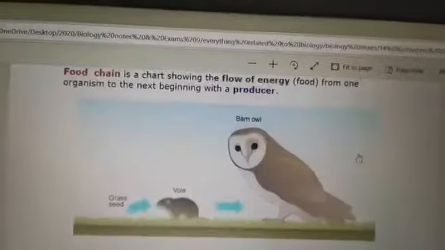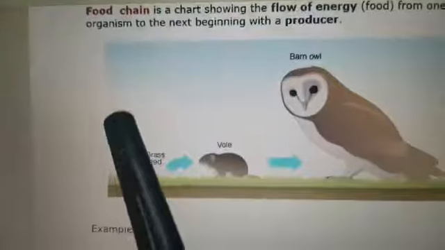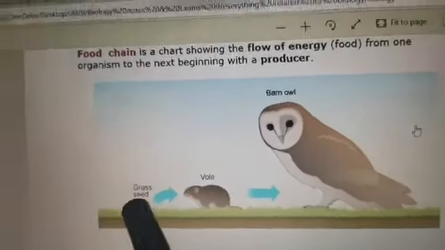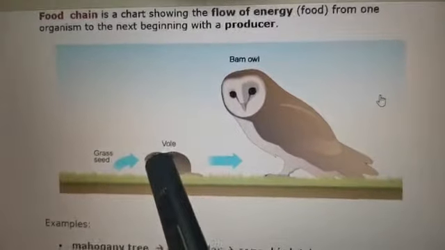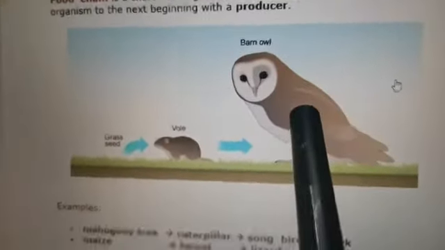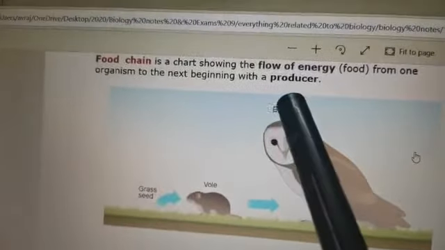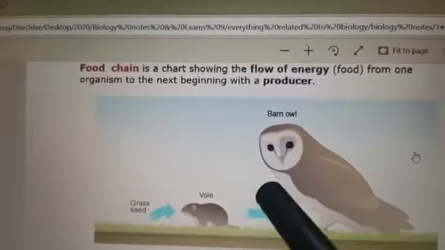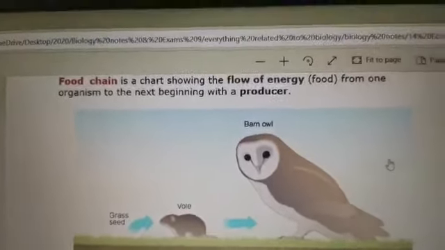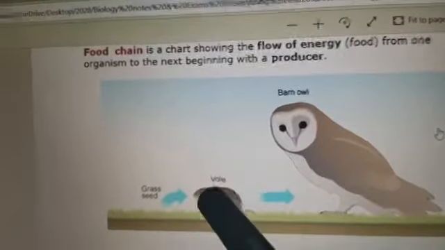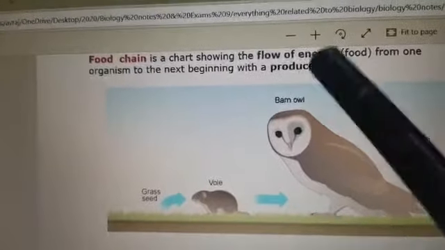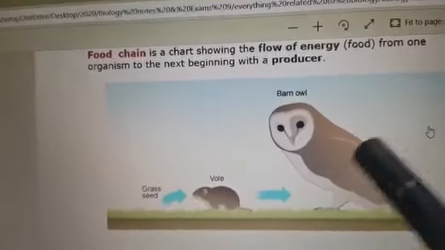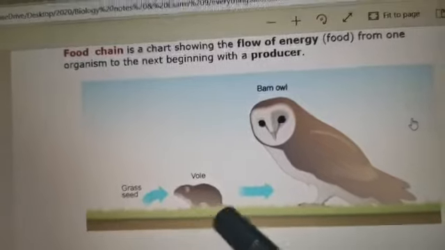I already told you that green plants are getting energy from the sunlight. So green plants get this energy, and that energy can pass into other organisms. Such kind of energy transfer is called a food chain. The diagram showing this energy transfer or the flow of energy is called a food chain.